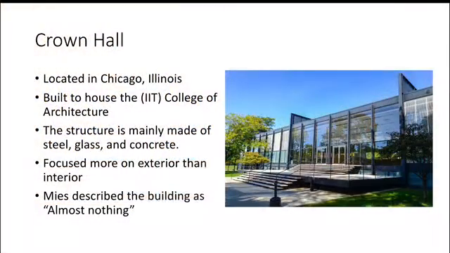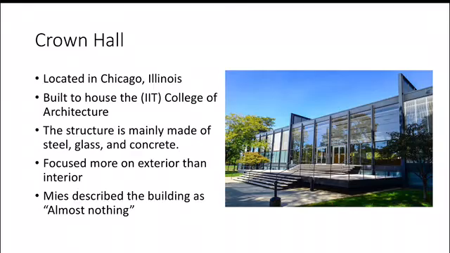And then the last piece of architecture that I want to talk about is Crown Hall. Crown Hall is located, again very locally, in Chicago, Illinois. It was built to house the IIT College of Architecture. Mies made a lot of buildings in this area for the university because he was a part of the board. This was one of the buildings that I chose to talk about. The structure is mainly made of steel, glass, and concrete, like most of his others.